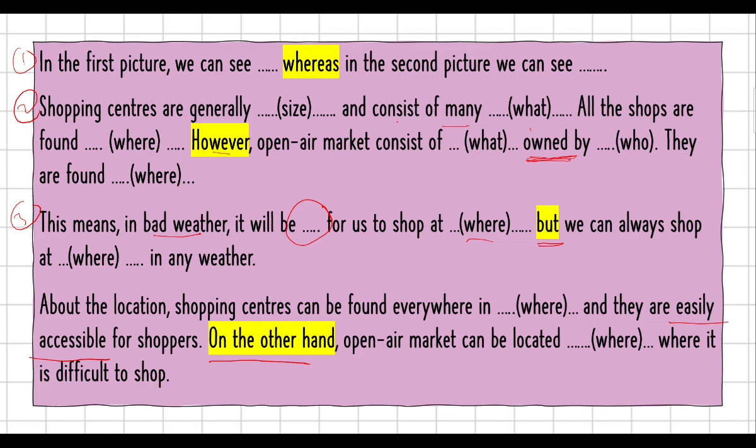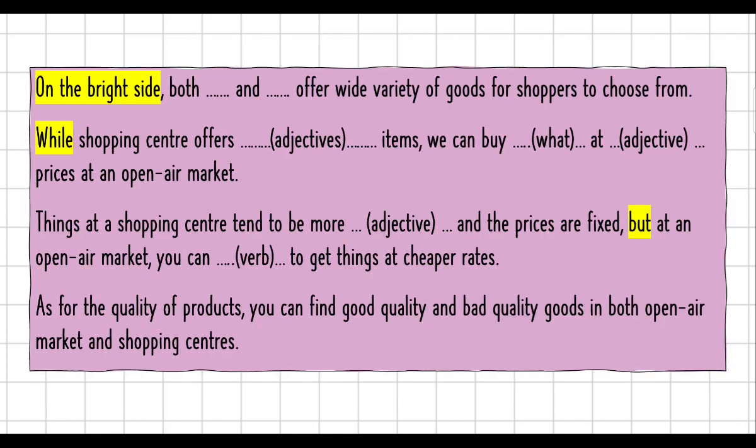Those words mean to compare the differences. Benda yang berbeza, sebaliknya. Okay, manakala, sebaliknya, tapi. Those are the meaning of those words. Alright, on the bright side, both. This time kita guna perkataan both. Kalau kita guna both, maksudnya itu adalah similarities, persamaan.